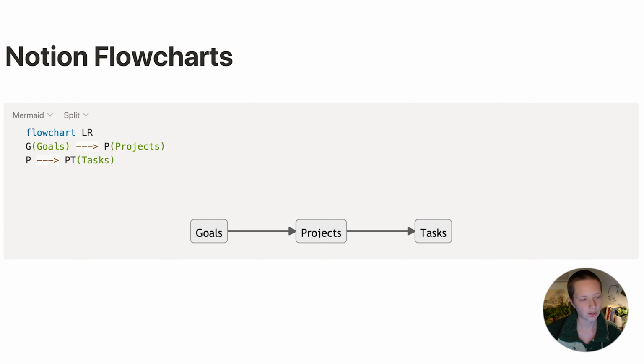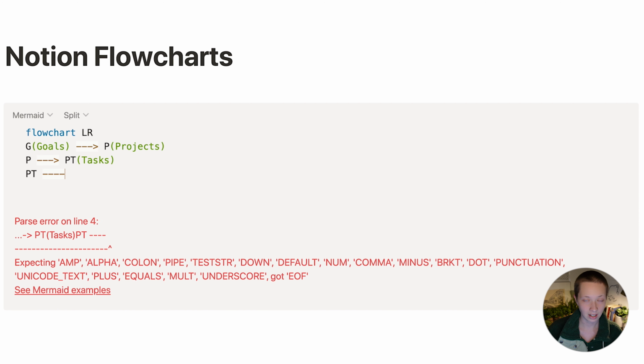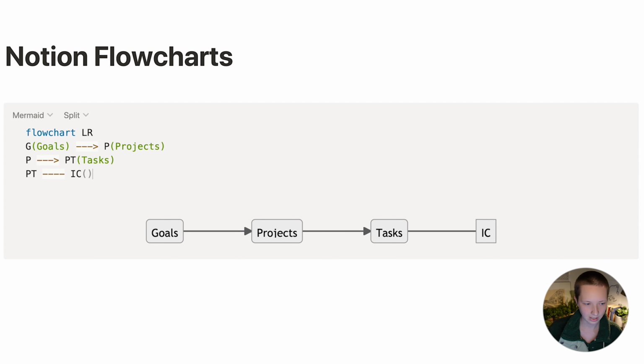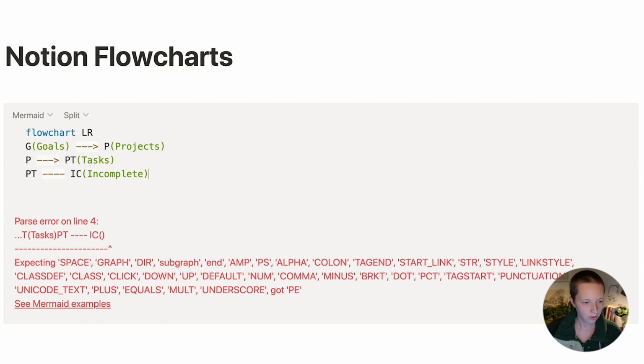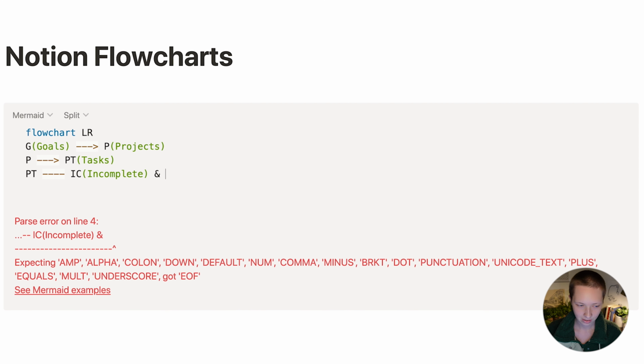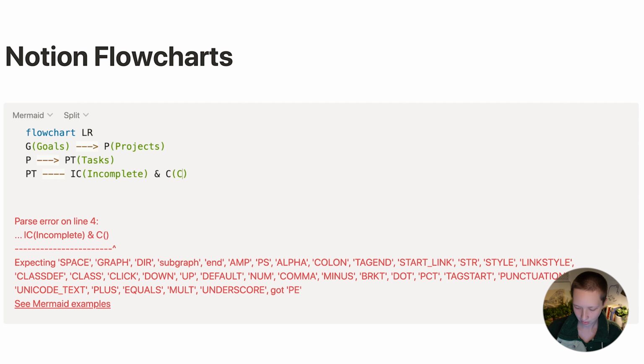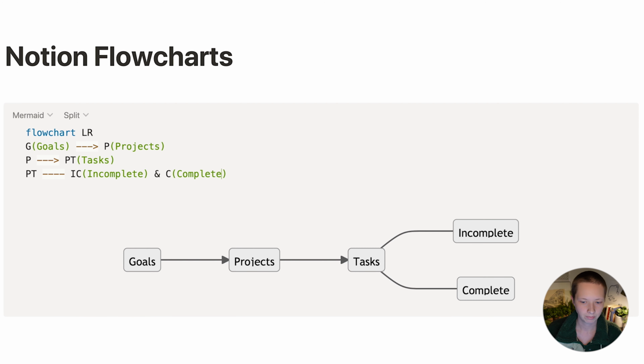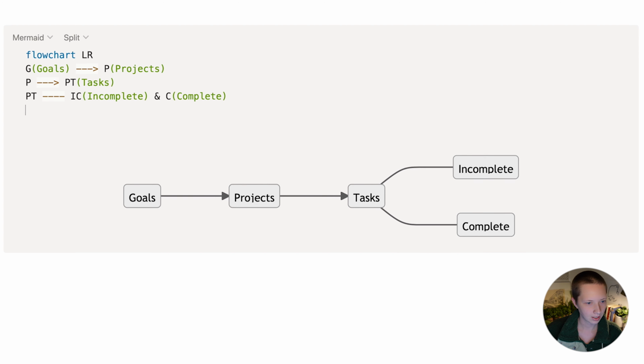Let's say in project tasks, we have two options: either a task is complete or incomplete. So I want to say PT is either, let's just give that a line without an arrow, incomplete, let's do an ID of IC, incomplete, or it is complete. Tasks is going to be connected to both incomplete and complete. So I'm just going to add an ampersand and say C, complete.